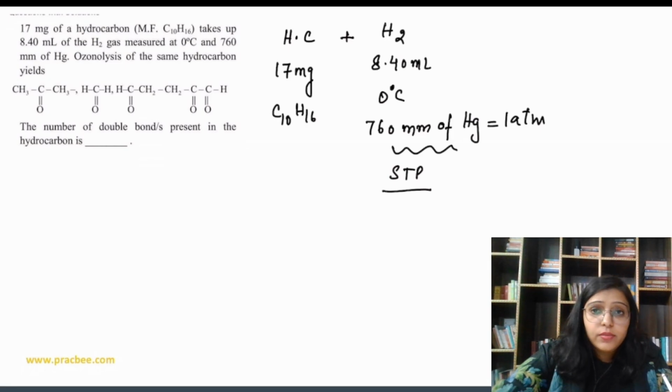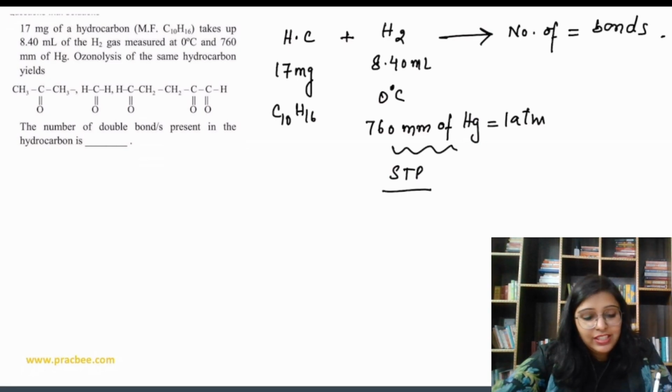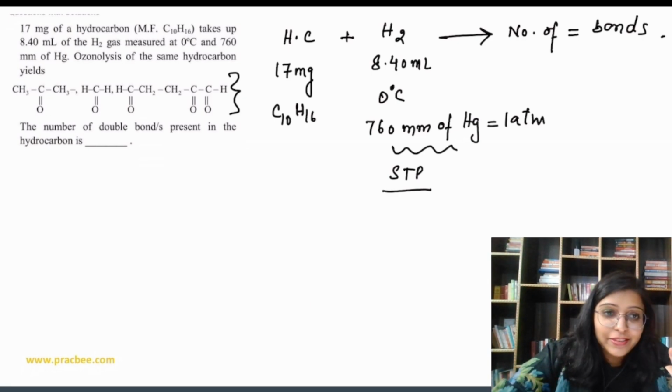So ozonolysis of the same hydrocarbon yields this, and we have to find out the number of double bonds. So this is irrelevant to the question, right? This is the concept of mole concept. This is a question of mole concept basically.